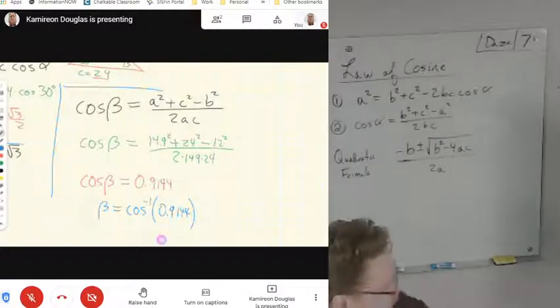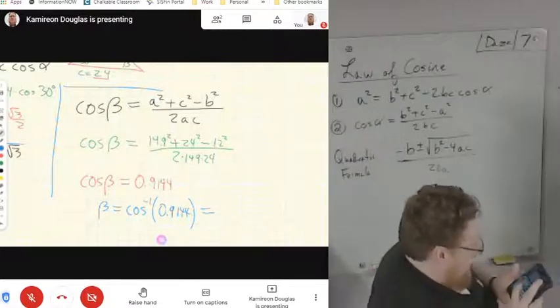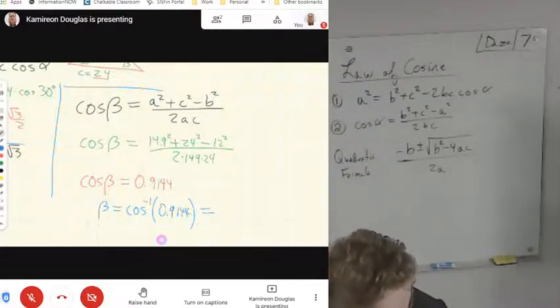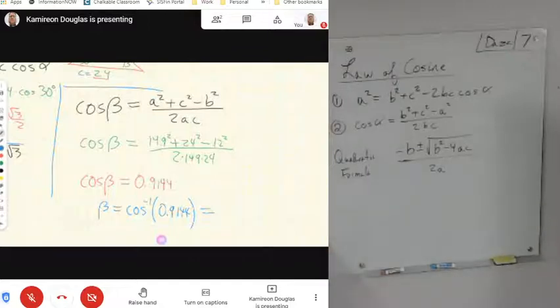So let's go ahead and plug it into the inverse, and we get the following number for our angle beta. Round it to 1 decimal place this time. Cosine inverse of 0.9144, and I get the angle is 23.9 degrees. Okay.